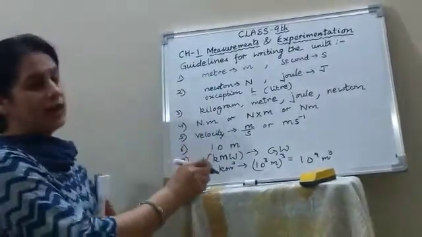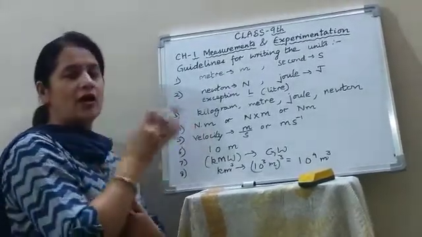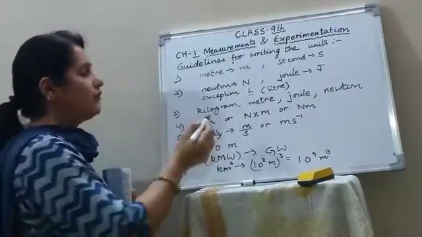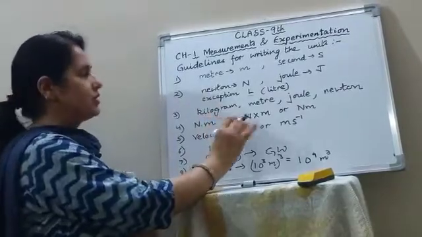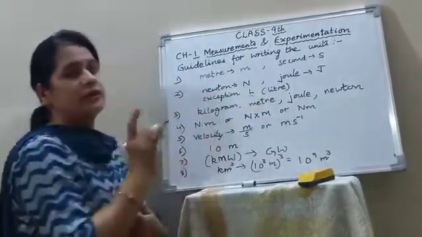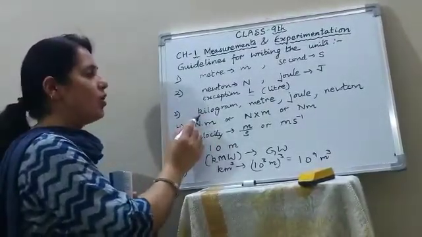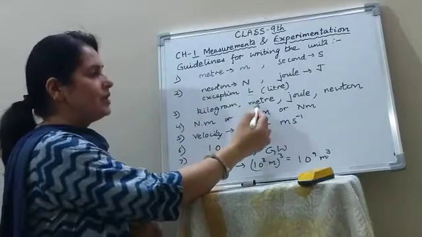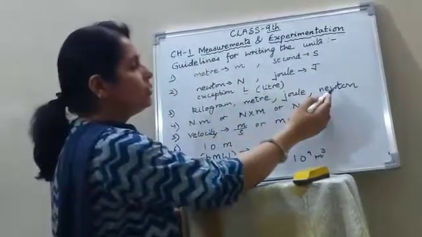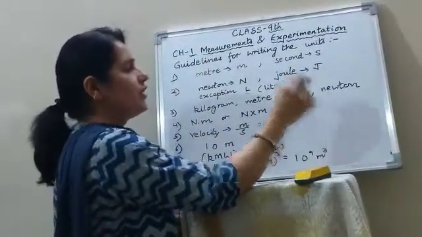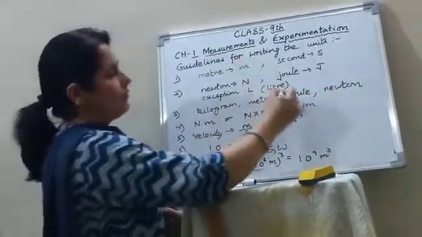Now the third guideline is that whether the unit is named after a scientist or not, if you are writing the whole spelling, the whole word of that unit, then you will write it in small letters. You will not start with a capital letter. Like kilogram, starting with small k. Meter, small m-e-t-r-e. Joule with small j, newton with small n, although Newton and Joule were scientists. When you are writing the whole spelling, you will write all alphabets in small letters.